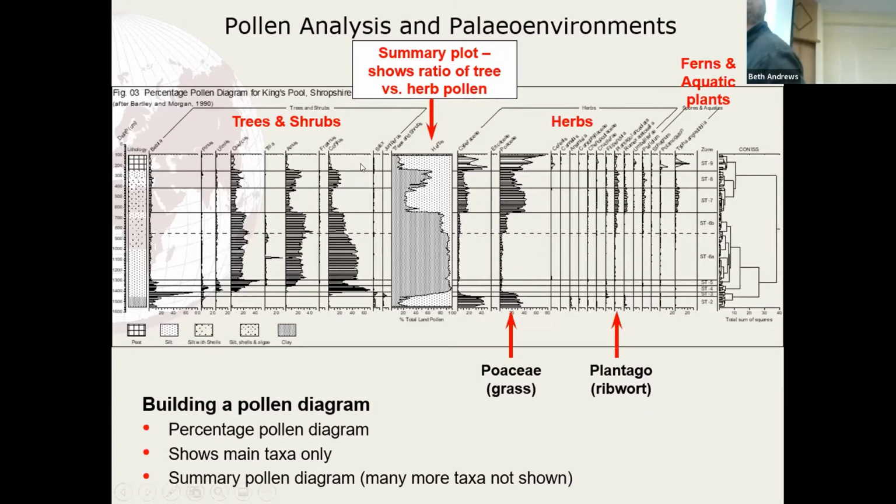So you get this summary plot. Everything to the left here is trees and shrubs. The dark grey is all the trees. Everything to the right up here are the herbs, the low story, and the tilted herbs is the stippled area. So that summary plot tells you a little bit about how open the environment is.